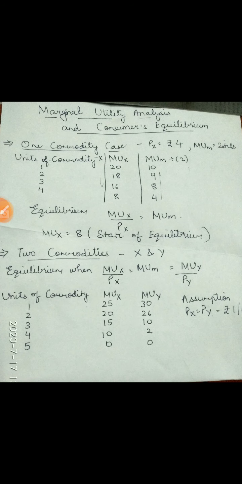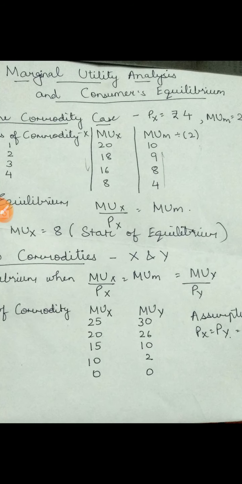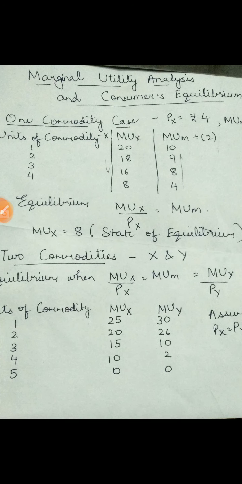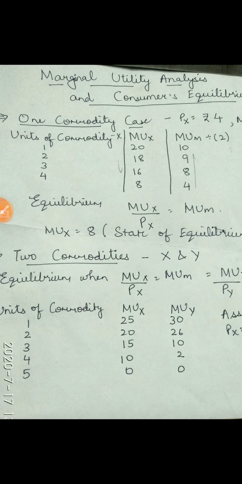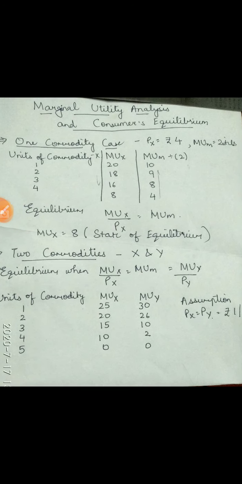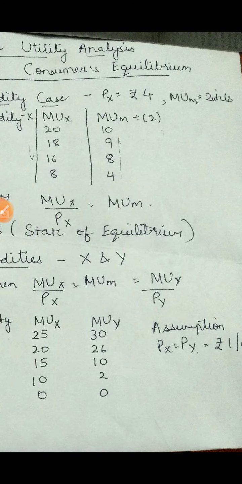Units of commodity was given as 1, 2, 3. Then marginal utility of x is also given, that is marginal utility of the unit x. Then in the other column we have the marginal utility M. What is M? That is marginal utility of money. So we are dividing it by 2. Why have we done so? Because the marginal utility of money is equal to 2 utils.